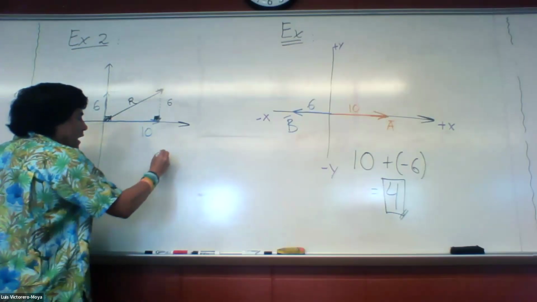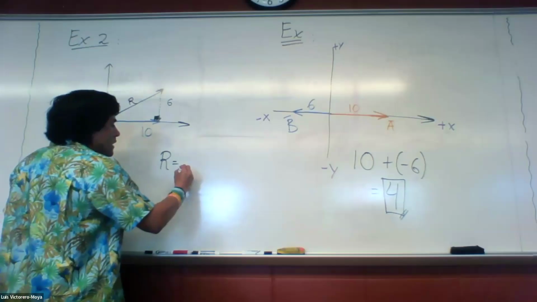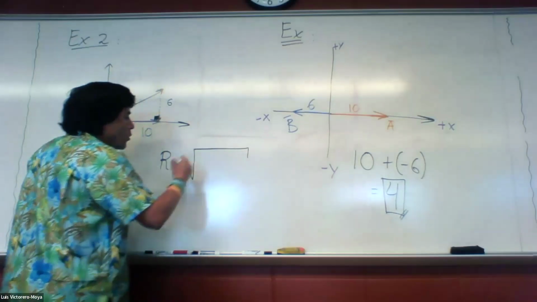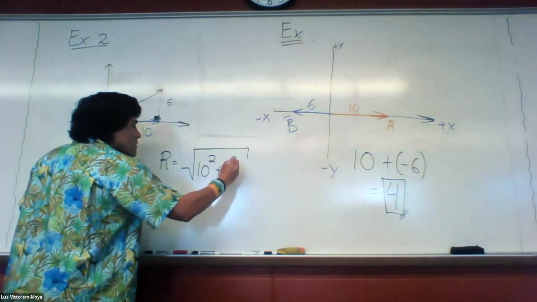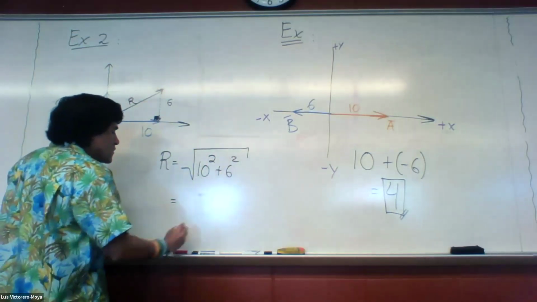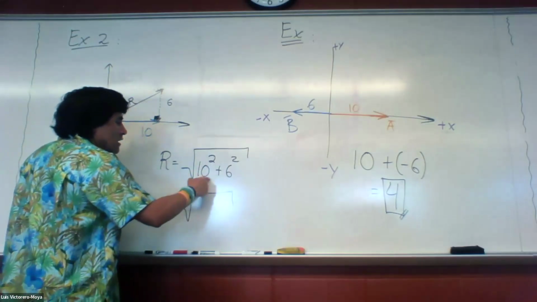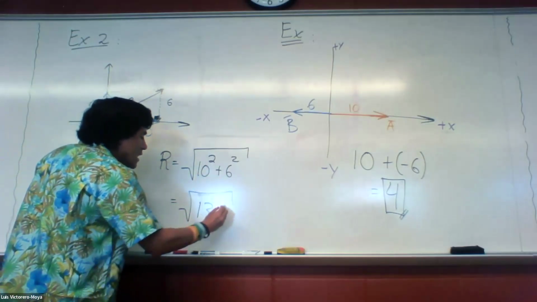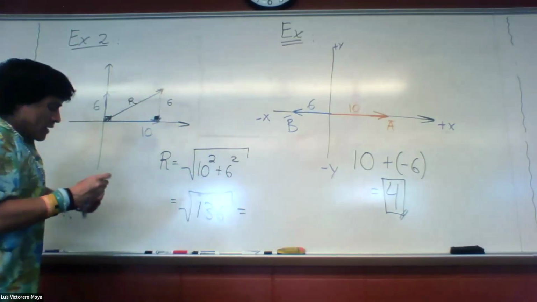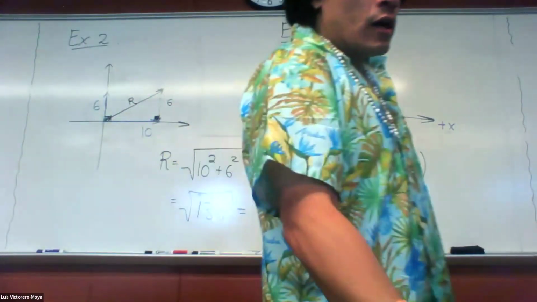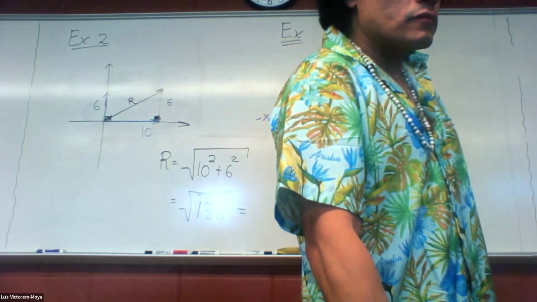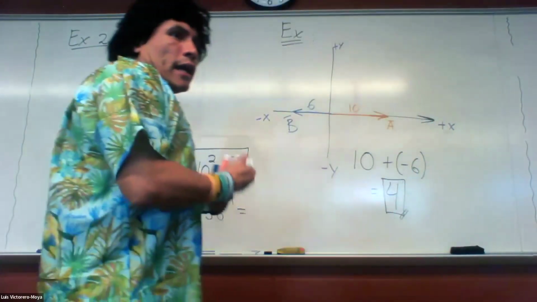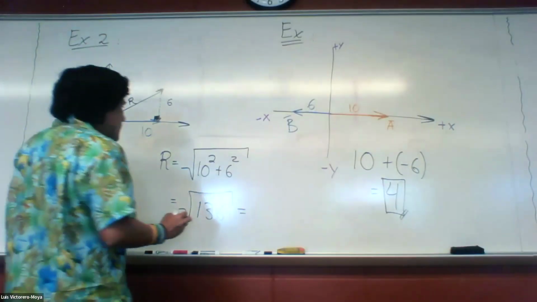Your resultant R is none other than the Pythagorean theorem, the square root of 10 squared plus 6 squared. That's the square root of 100 plus 36, 136. That should be around 11 point something, right? 11.66 or 11.7.